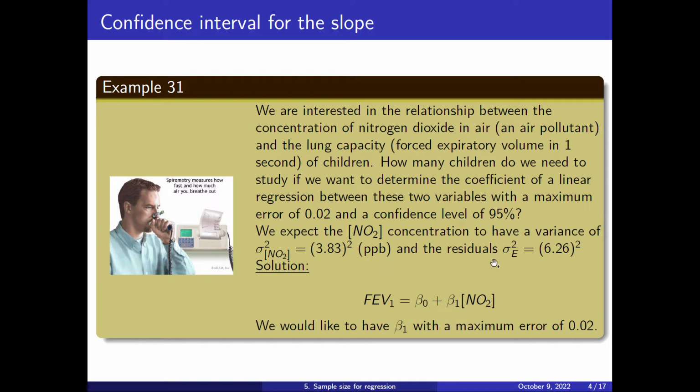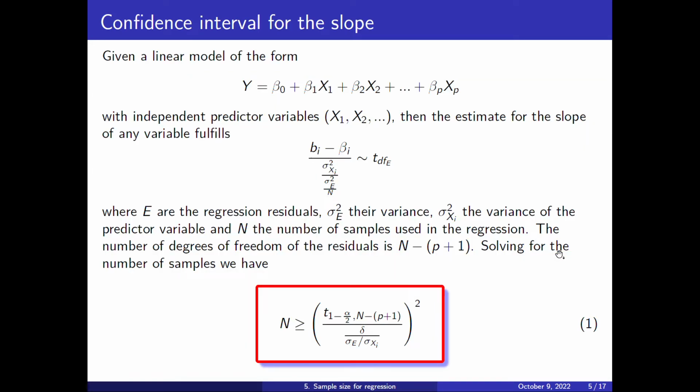And the residuals is even more problematic because we haven't done the fitting yet, so we don't know what is the variance of the residuals in our case. But again, we will have to rely on previous studies, so we expect the residuals to be 6.26 squared. So we see that we have a relatively large variation here compared to this one.